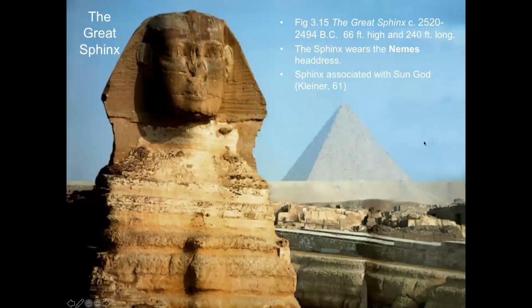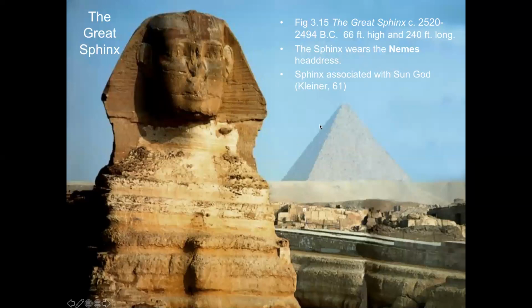So on to sculpture. And the sculpture we're looking at is quite a sculpture indeed. This is the Great Sphinx. And the dates there are provisional because we're not sure exactly who built it. But it is giant, 66 feet high and 240 feet long. We know it's a pharaoh because he's wearing a Nemes headdress, and only the pharaoh can wear this. And the Sphinx was associated with the sun god.